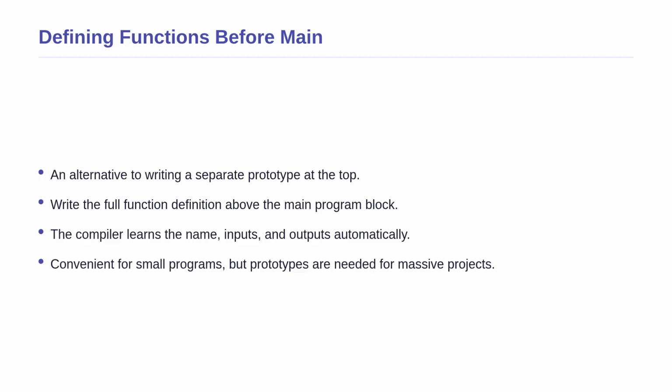This strict rulebook we just saw leads us to an interesting shortcut. What if we do not want to write a separate prototype? If you write the complete, full definition of the function above your main program block, you can skip the prototype entirely. Because the compiler reads your code from top to bottom, it encounters the full function first and automatically learns its signature. By the time it reaches the function call in main, it already knows the rules. This saves typing in small programs, but for massive software projects, separate prototypes are necessary to keep code organized.